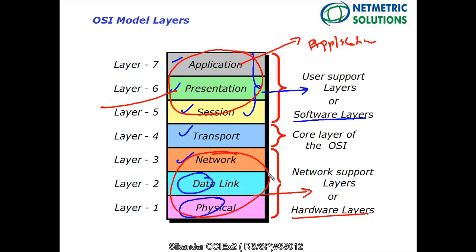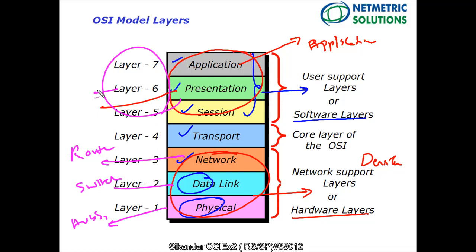Why do we call them hardware layers? Because hardware devices are involved here. In the network layer, there is a device called a router. In the data link layer, we have switches. In the physical layer, we have hubs, repeaters, and cables. Whereas in the top layers, there are no devices involved; it's an internal process inside your computer. The transport layer is the core layer of the OSI model, which interconnects your hardware layers and the software layers. We are going to see each and every layer in detail.